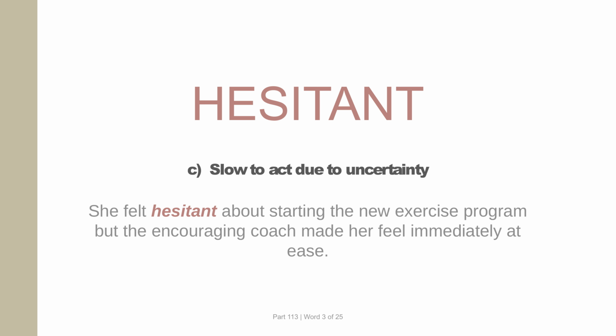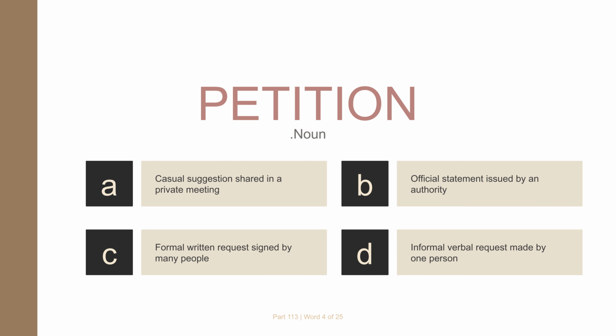Question 4. What is the meaning of petition? Option A. Casual suggestion shared in a private meeting. Option B. Official statement issued by an authority. Option C. Formal written request signed by many people. Option D. Informal verbal request made by one person.